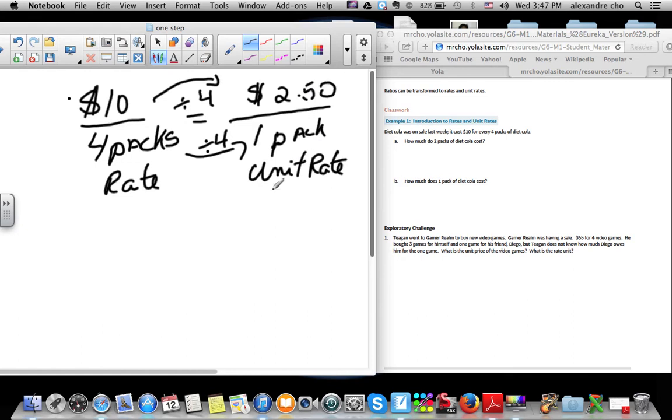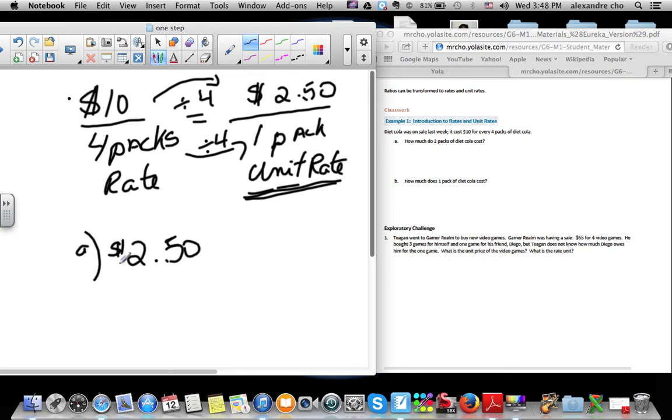Now, with this information, my unit rate, I can find out anything I want, literally. So the first question is A. Actually, I just did B. So this is the answer to B. How much does 1 pack of Diet Cola cost? Well, to find that, I actually found the unit rate. So 1 pack is $2.50. So how would I find 2 packs? Well, 2 packs is easy enough, you could just double it to find your answer, but let me do it the long way.